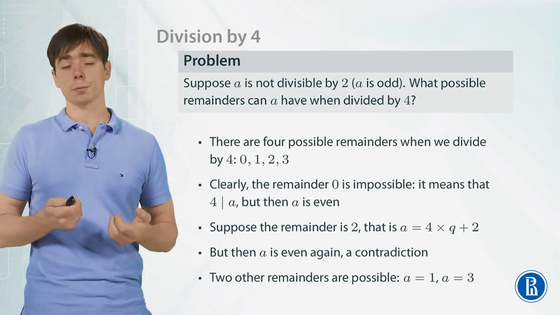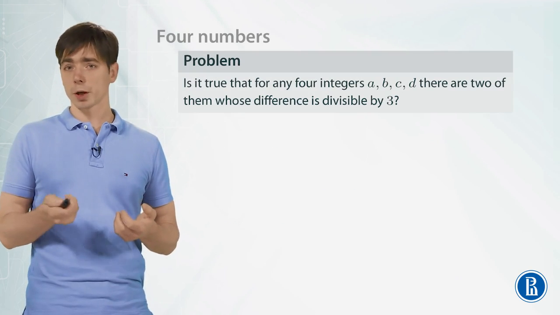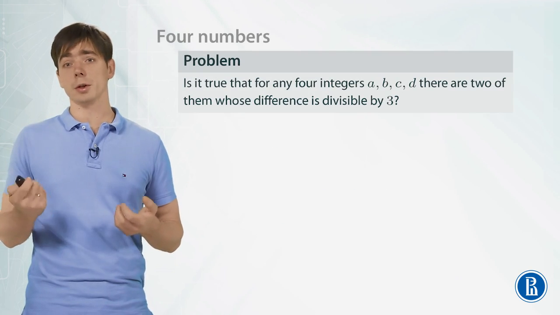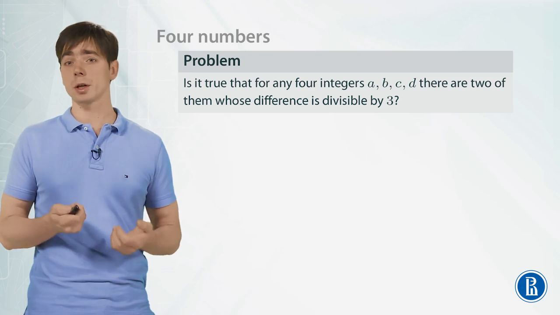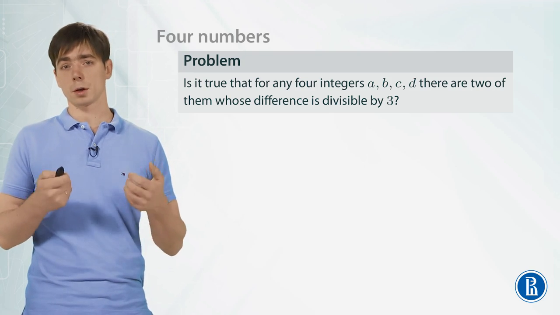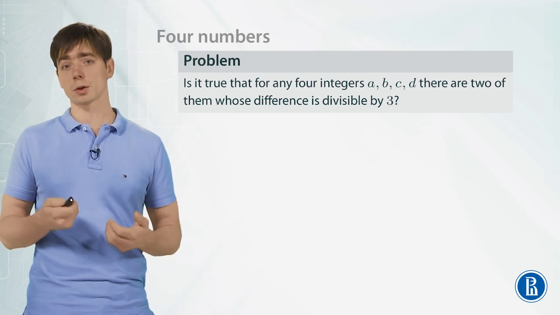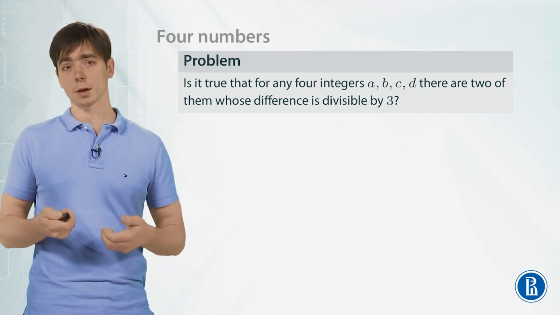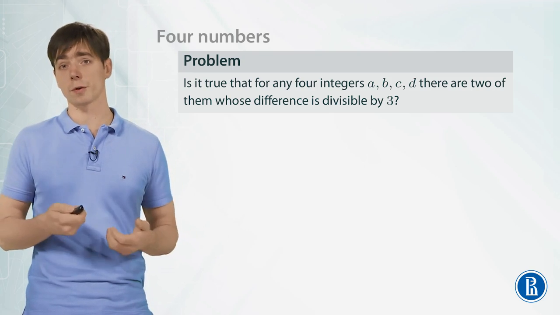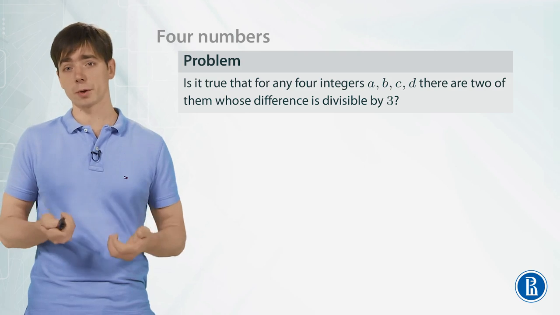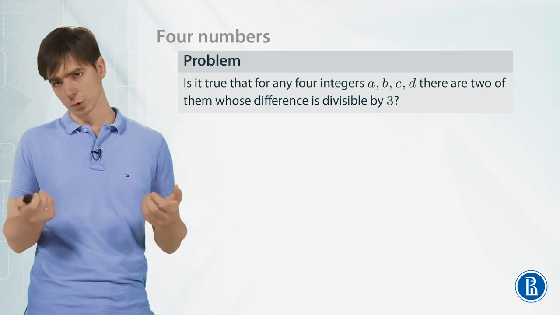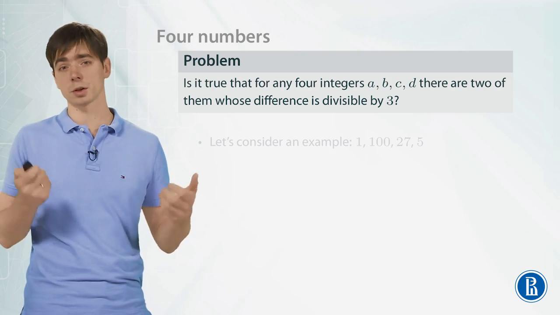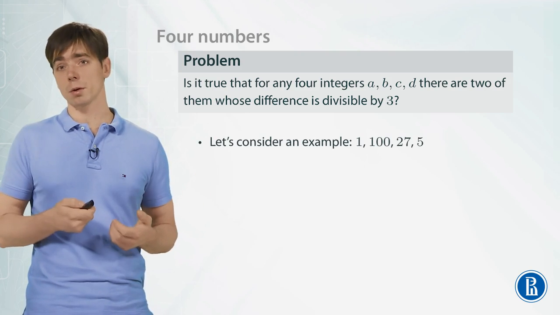Let's consider the following problem. So suppose we have 4 integers, a, b, c, and d. Can we say that 2 of them must have a difference that is divisible by 3? Can we say that for any 4 integers there are 2 among them such that their difference is divisible by 3? Okay, let's consider some examples. Let's just pick some numbers and see whether this is true or not.